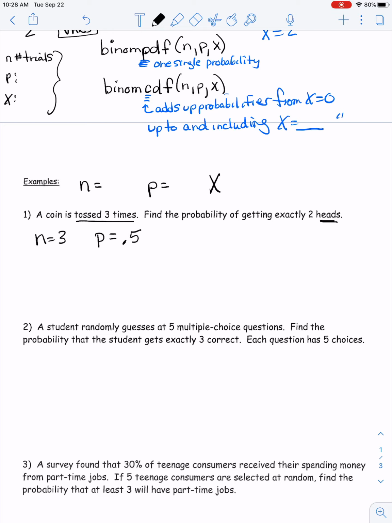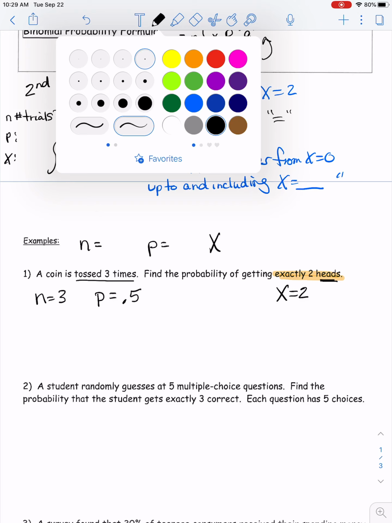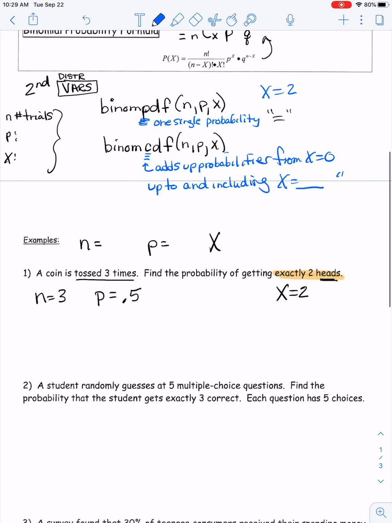Okay, and then down at the end of the question where it says exactly 2, that's implying X equals 2. Since it's an equal, we want to do a PDF. Equals is always PDF. So to set it up, we're going to get in your calculator and do second. In fact, I could probably write this right here. Because it says exactly, use PDF.